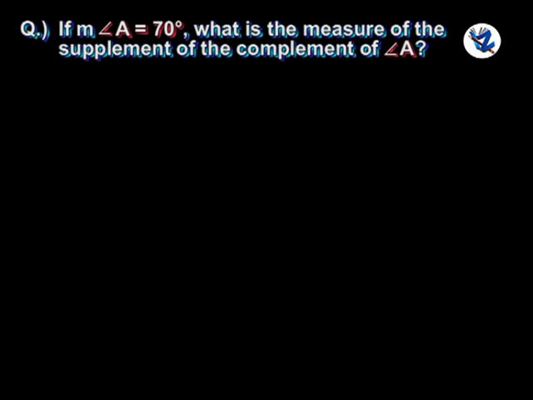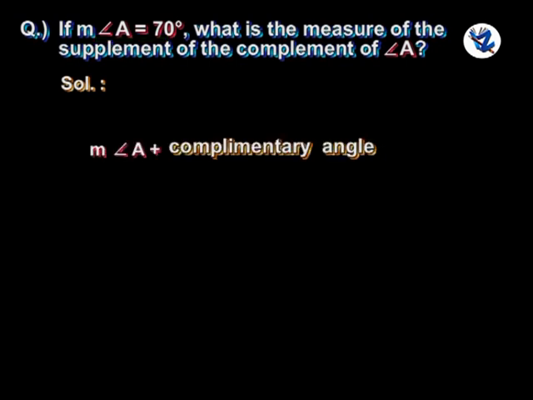Next question. If measure angle A is equal to 70 degrees, what is the measure of the supplement of the complement of angle A? Measure angle A is equal to 70 degrees. So measure angle A plus its complementary angle is equal to 90 degrees.